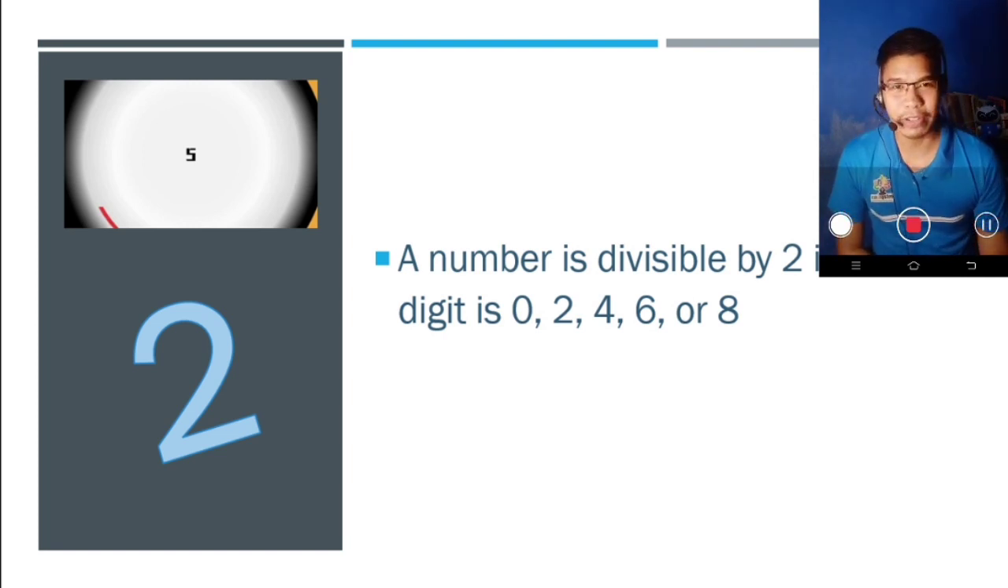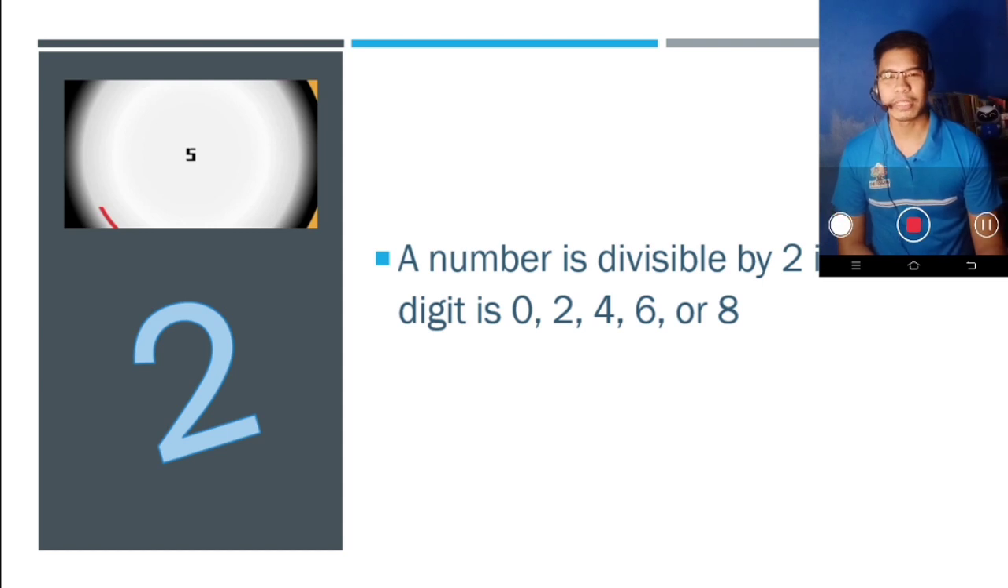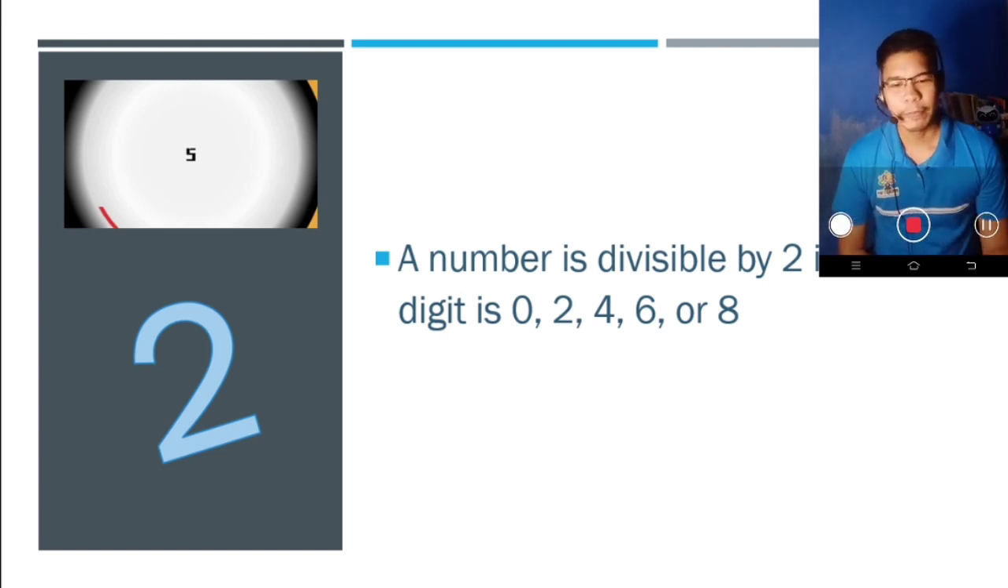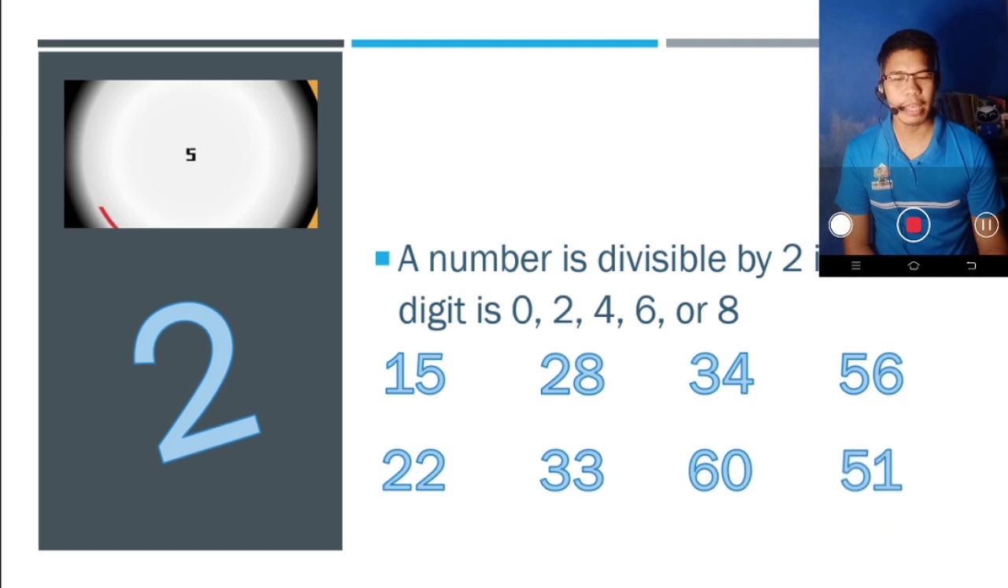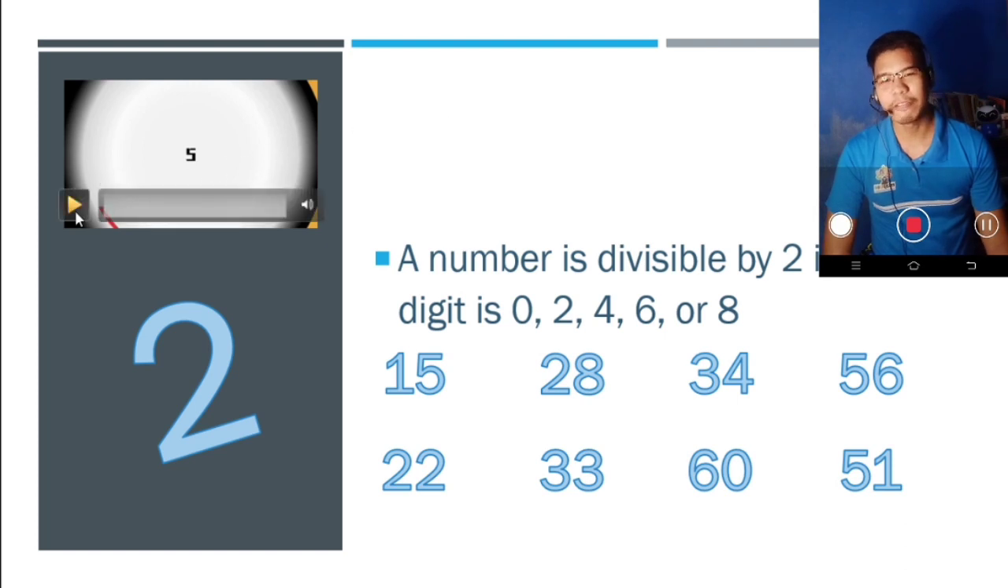It is very easy to remember this rule. For any larger number, as long as the last digit is 0, 2, 4, 6, or 8, it is divisible by 2. I have here some examples: 15, 28, 34, 56, 22, 33, 60, and 51. I want you to identify the numbers which are divisible by 2 in 5 seconds, and your time starts now.